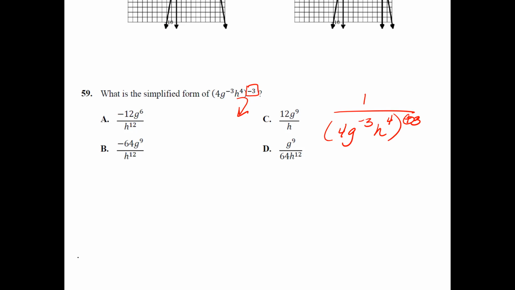Once I do that, you got to distribute that 3 to the 4, to the g, to the h, okay? So you have 1 over 4 to the 3rd. -3 times a +3 is a -9. 4 times 3 is a +12. And then you guys know, hopefully at this point, you use your calculator, but 4 times 4 is 16. 16 times 4 is 64. So that number becomes a 64.